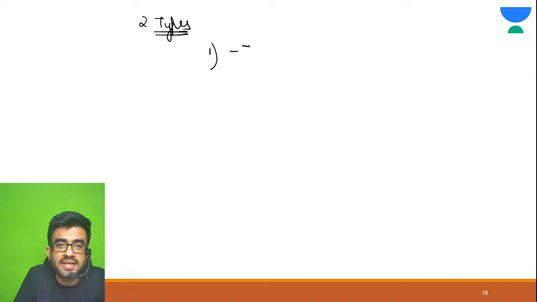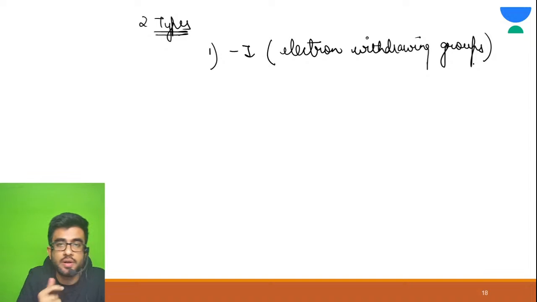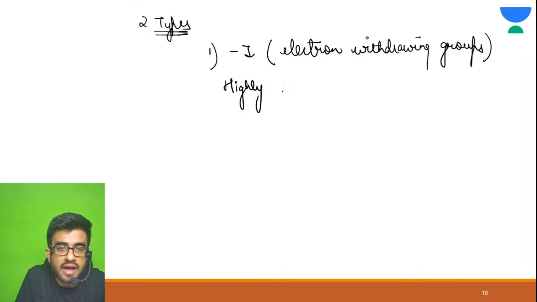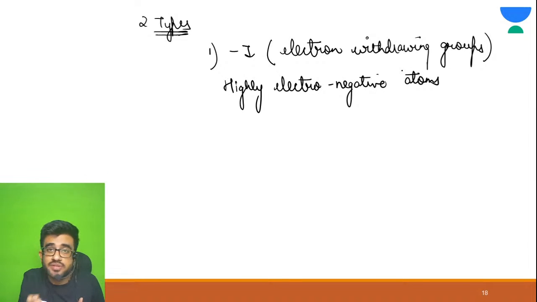First is minus I. Minus I means electron withdrawing groups. They withdraw the electrons. This is known as minus I. Now, how to identify minus I groups? They are highly electronegative atoms. Why? Because if they are highly electronegative atoms, they will attract the electrons, or withdraw the electrons from carbon. Correct? Are you getting my point?